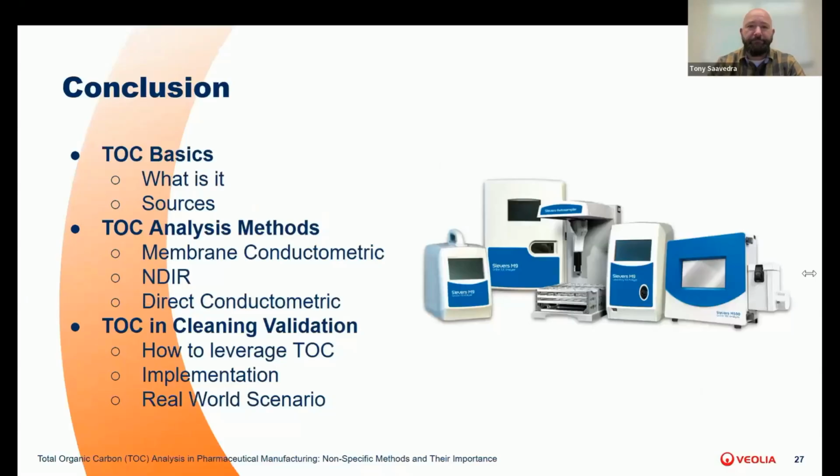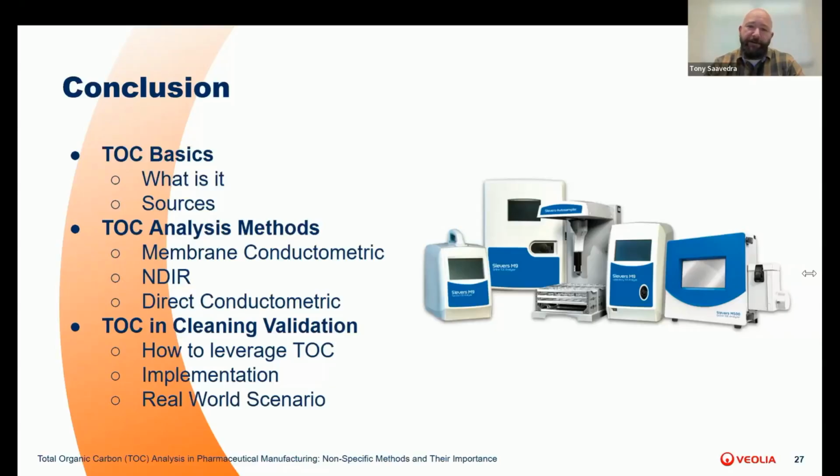Let's recap what we've covered today about total organic carbon analysis in pharmaceutical manufacturing. We started with the basics. So TOC is our key indicator for organic contamination in water systems. We explored how it can enter our process from various sources, potentially affecting product quality. We then examined different TOC analysis methods: membrane conductometric, NDIR, and direct conductometric. Each has its place, and choosing the right one depends on your specific needs.